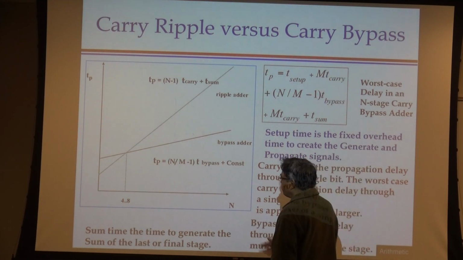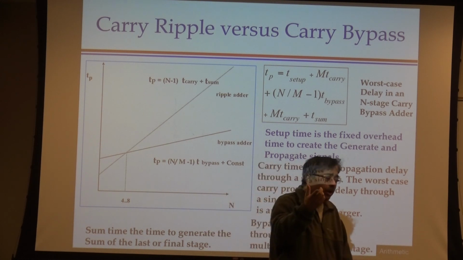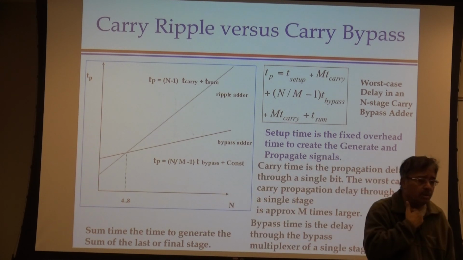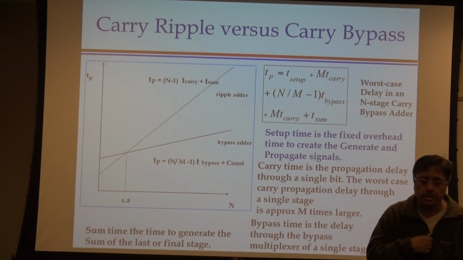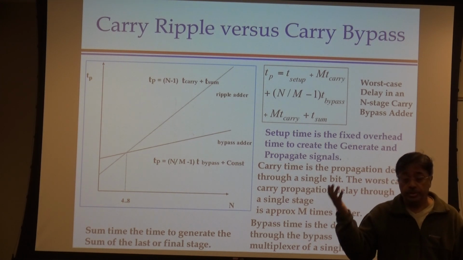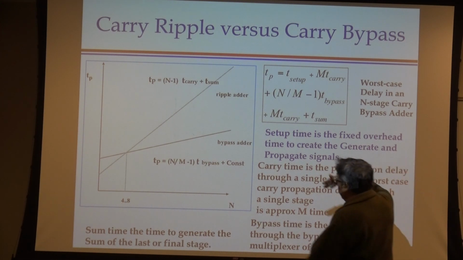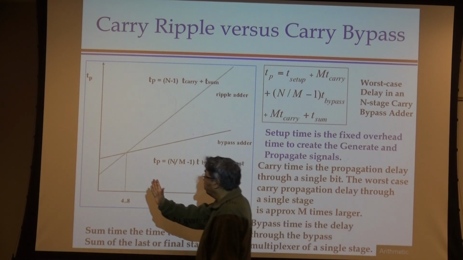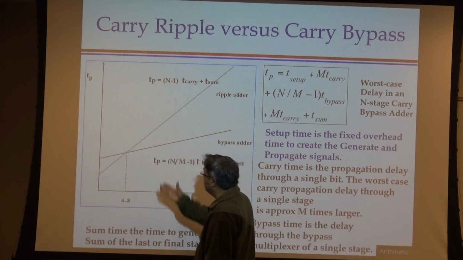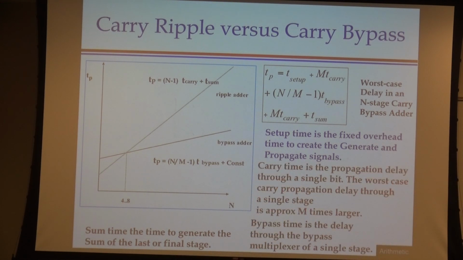The advantage of the carry bypass adder you may not see too much in your design because you're using a 16-bit processor, but if you make it 32-bit or 64-bit, you'll find that it differs a lot, because the slope of this is much faster than this. So this is one way to do that.